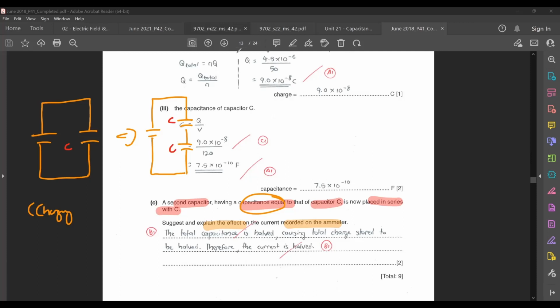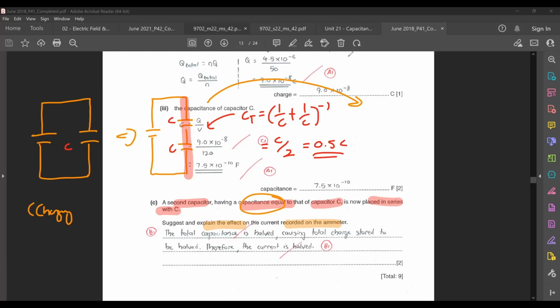Okay. So because this one is connected in series, you have to add it like you would resistances in parallel. So this total capacitance is 1 over C plus 1 over C, power negative 1, is going to be C over 2. It's actually 0.5 C. Okay, so what do you expect would happen to the current recorded in the ammeter? Because eventually this one, you will have to discharge it. When you discharge it, it's these two capacitors together trying to discharge through your ammeter here.